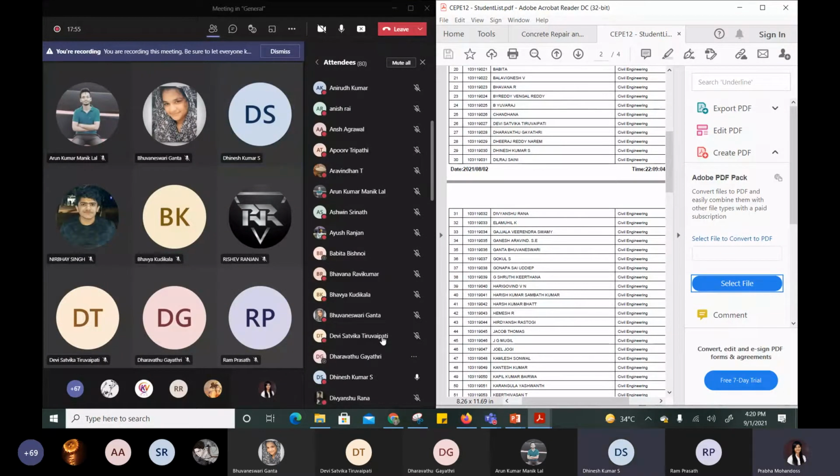Technically, theoretically, we know what is shrinkage, and you have told a way to address that also. But where can you use such admixtures? If you know that some particular structure is going to experience such a shrinkage issue, then you can use these admixtures in the concrete while you construct the structure itself, instead of waiting till the structure gets damaged and then rectifying it.